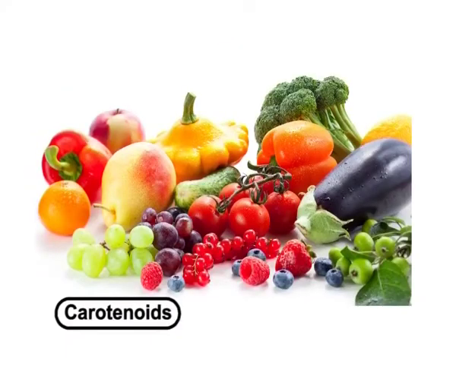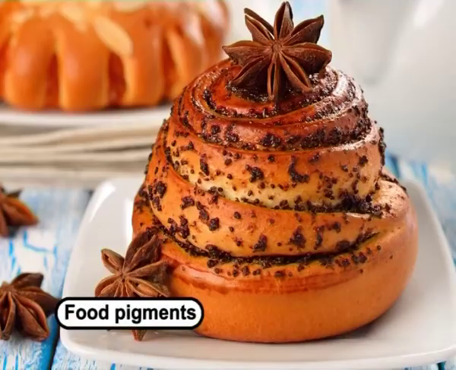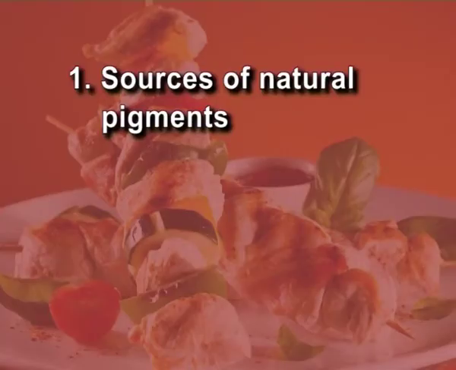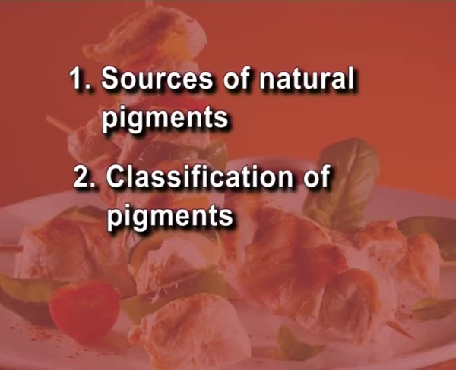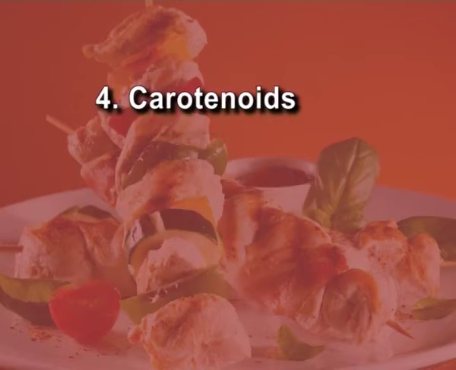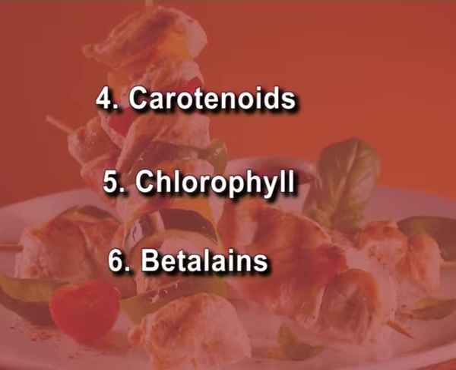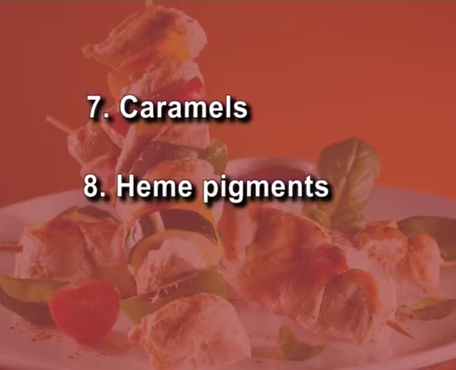Flavonoids, carotenoids and chlorophyll are the major contributors to the natural colors of most plants, with betalains and curcumin playing a minor yet significant role. To understand more about food pigments, their sources, structure and stability, the topic is divided into 8 sessions, that is, sources of natural pigments, classification of pigments, flavonoids, carotenoids, chlorophyll, betalains, caramels and heme pigments.